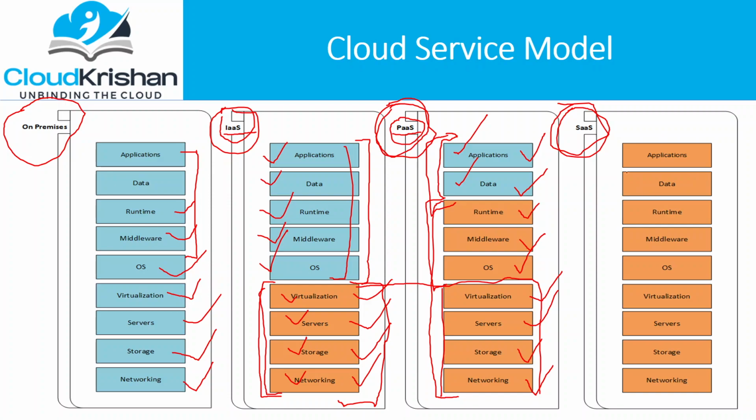Now the third one, which is not very popular, but a big organization that has its product developed basically uses SaaS. In the case of SaaS, you don't manage anything. Everything is managed by the cloud service provider, irrespective of which provider you are using. Whether it is networking, storage, servers, virtualization, operating system, middleware, runtime, or data, everything is managed by the cloud service provider. As an organization, you need not worry about anything. And this model is called software as a service.